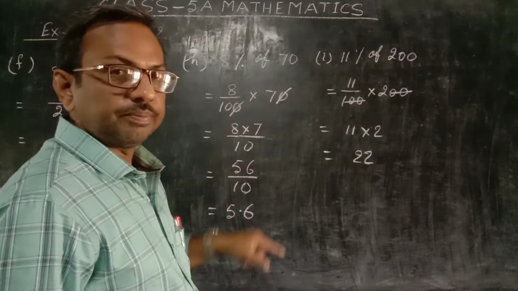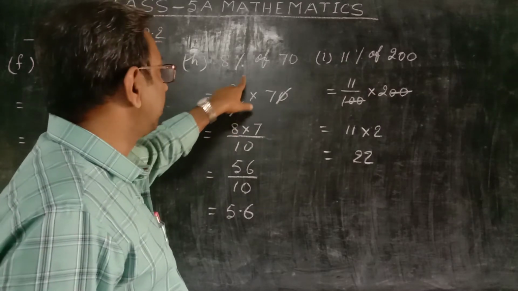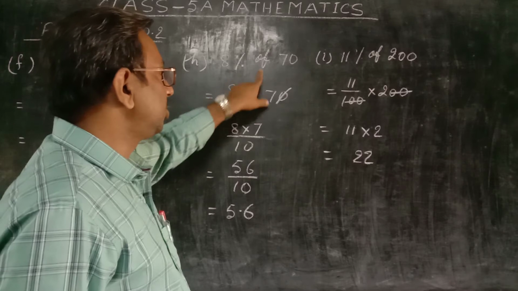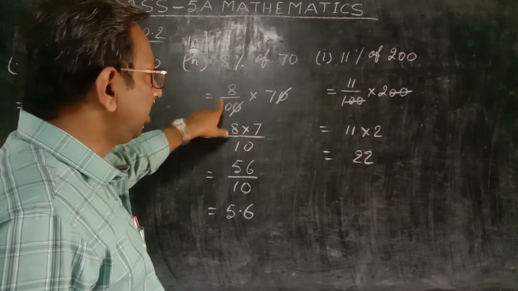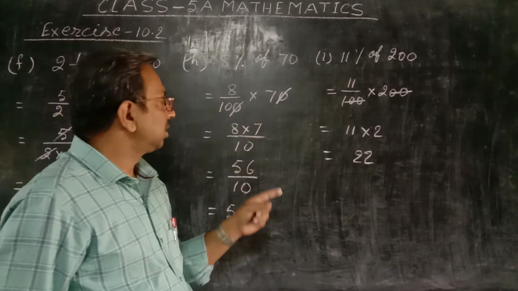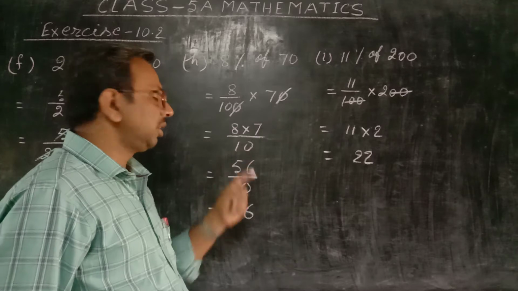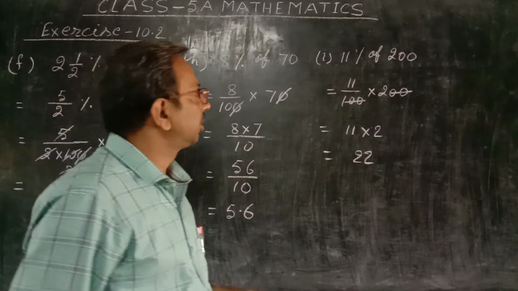Question number H. 8% of 70. I wrote it as 8 by 100. This 100 is coming from the omission of this percent. Of I changed into multiplication, and this 70 I wrote here. So it became 8 by 100 into 70. Now this 10 and 10 cancelled. It is 8 into 7 by 10. 56 by 10. It became 5.6.